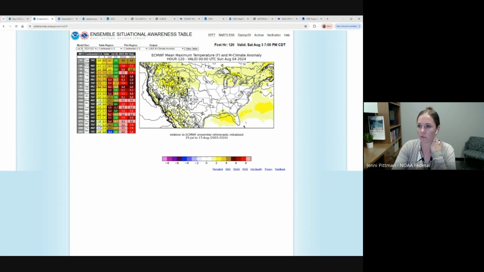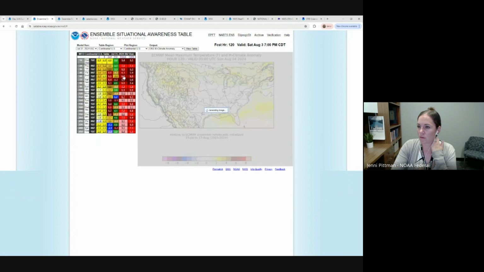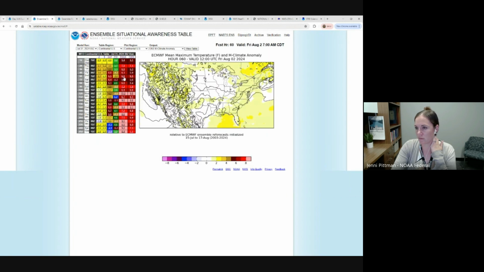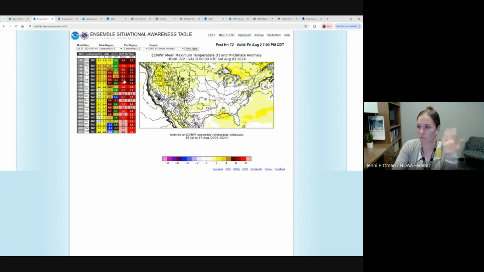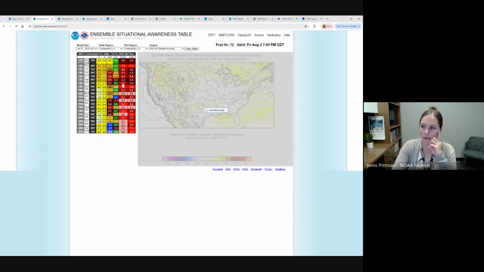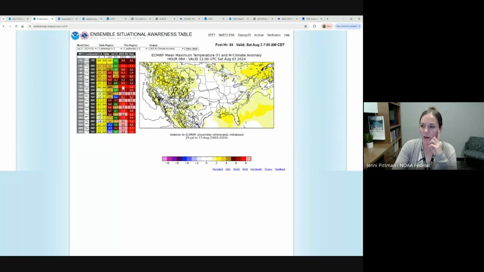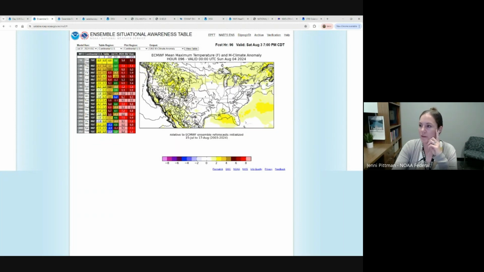You can see there. Let's see if we can go a little closer in time. All right, so you can see some anomalies in max temperature, especially over the west as you get further into the weekend. Not quite as high as what I was seeing yesterday, but this tool is at your disposal to be looking at ensemble reforecasts and how what the model is forecasting compares to that reforecast database.